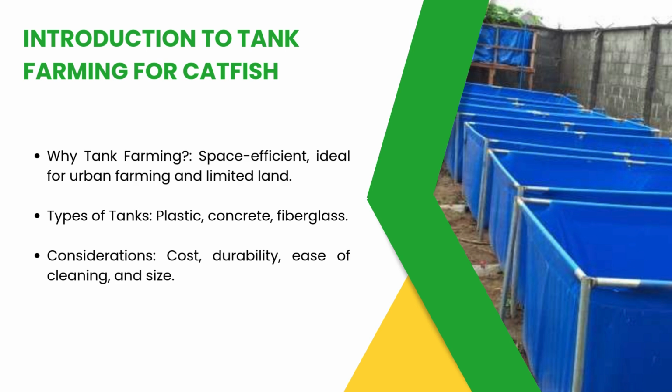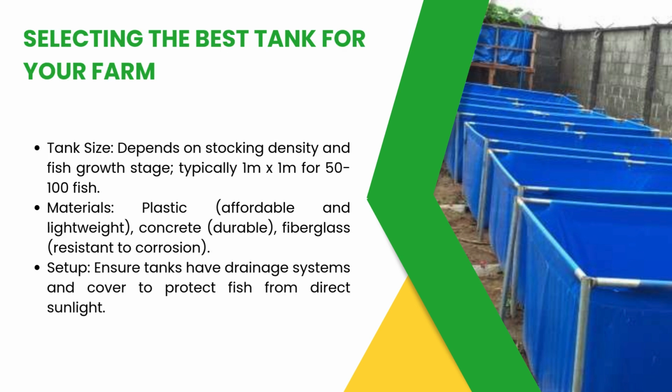Now let's talk about the fish tank. The fish tank system is space efficient, ideal for urban areas or people with limited land. So it's either plastic, concrete, or fiberglass. What we have here is the plastic, right? And it can be expensive. You also want to check durability. Fiberglass lasts longer than plastic would, and also ease of cleaning and use. The fiberglass can be easy to wash off. The same thing with the plastic, it can be easy to wash off.